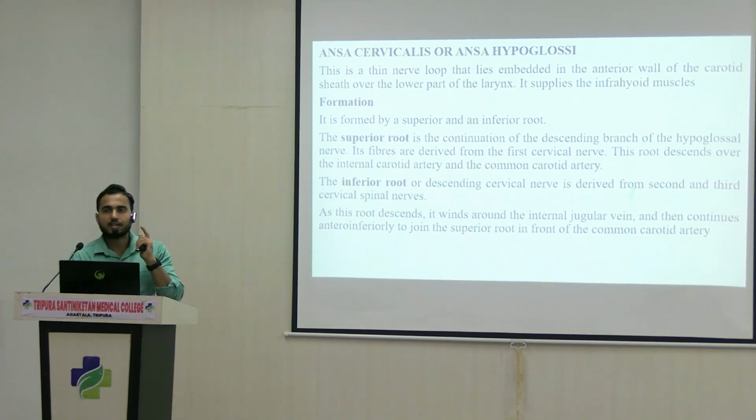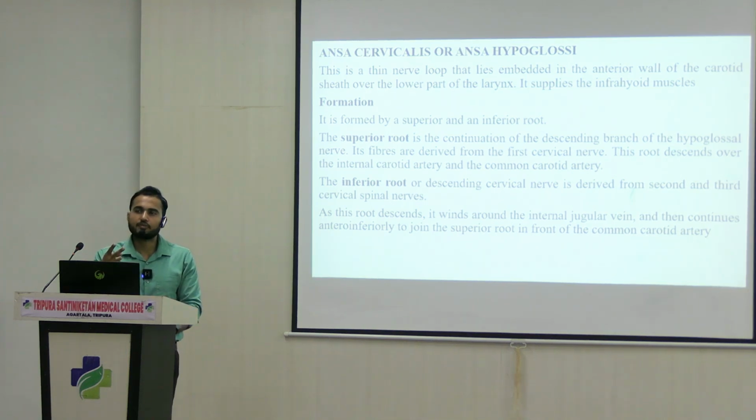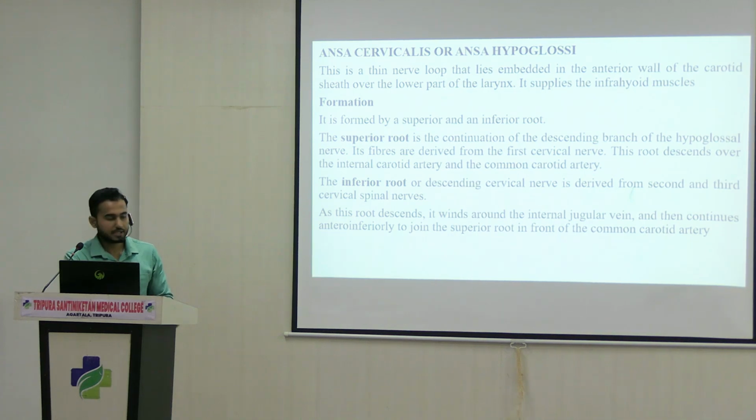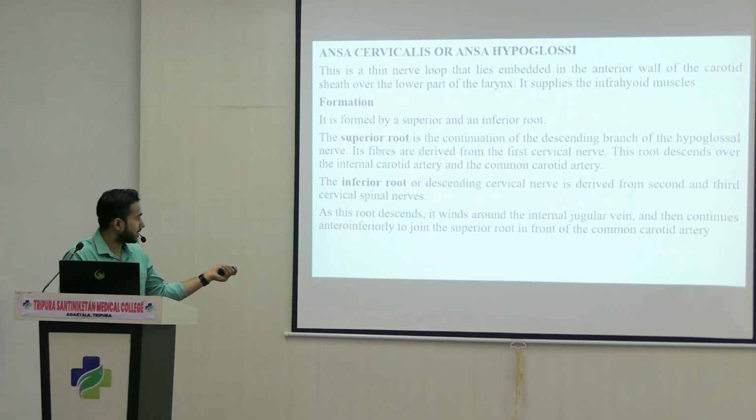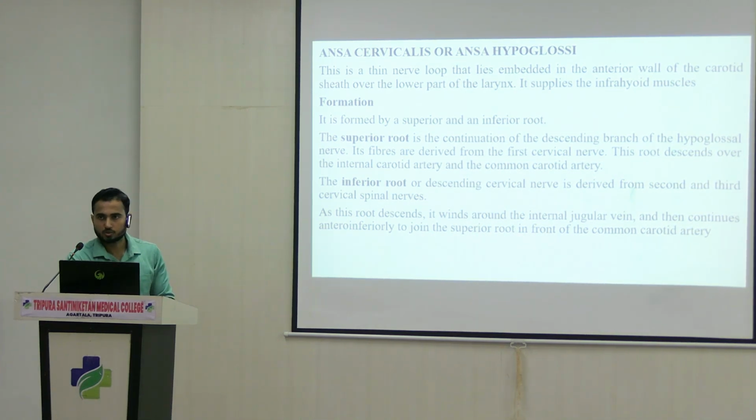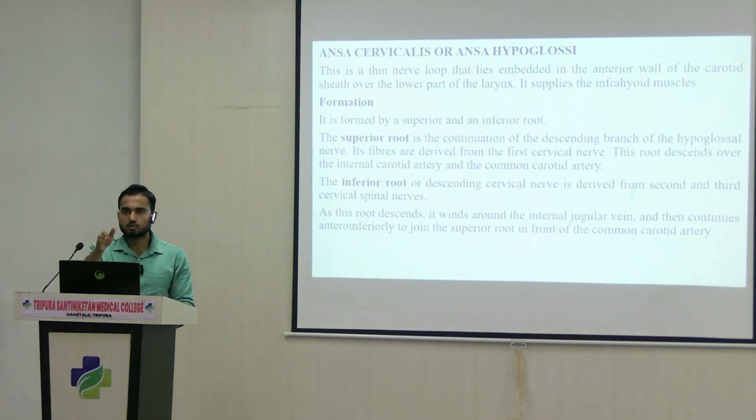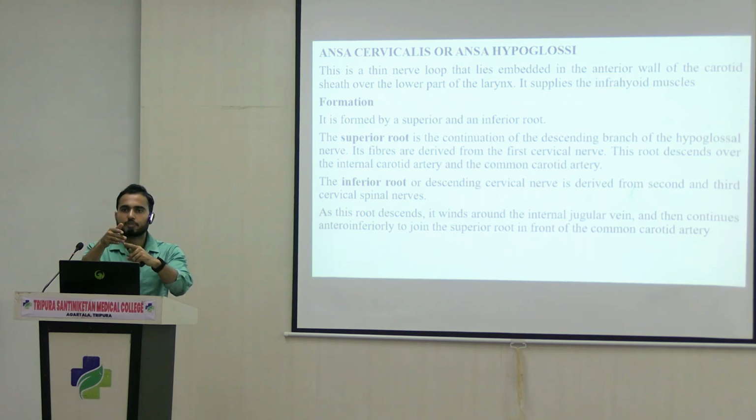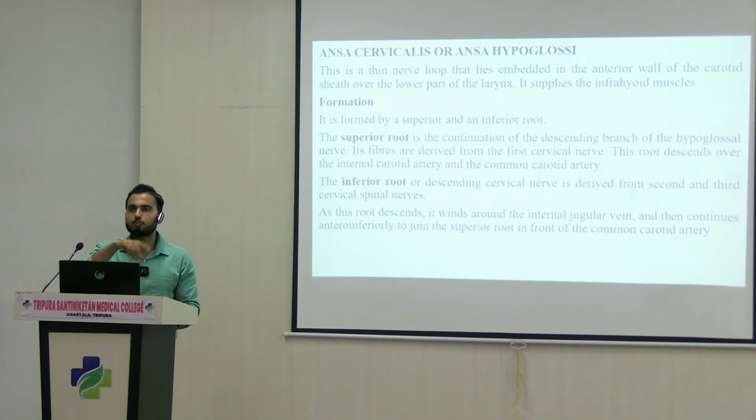So the inferior root, as I said, is formed by the ventral rami of C2, C3. Once it is formed, it will descend and wind around in front of the internal jugular vein. Then it continues anterior inferiorly to join the superior root in front of the common carotid artery. So the superior root is coming, the inferior root winds like this and joins the superior root. Like this the loop is formed. That's why it is called Ansa cervicalis.